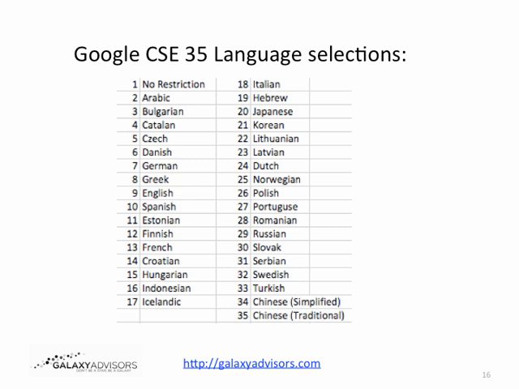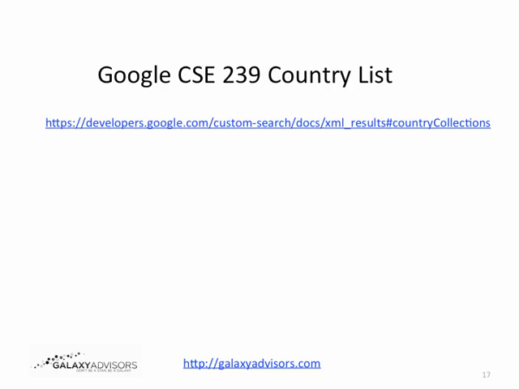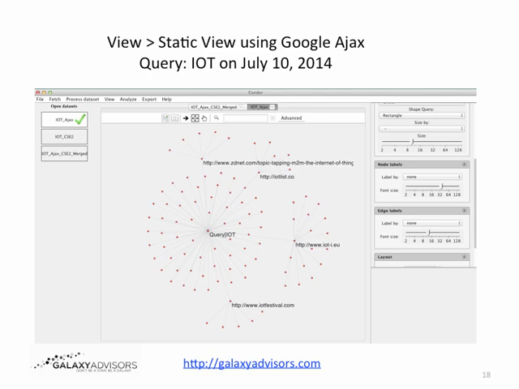Here's a listing of Google's custom search engine 35 language selections. Again, it's a drop-down box, but this is a simple listing for you to look at, and notice that Chinese is available in both simplified and traditional format. For the 239 country list, I've included the URL here, but you can also see that URL found underneath the Show More to list out those 239 country selections that you have.